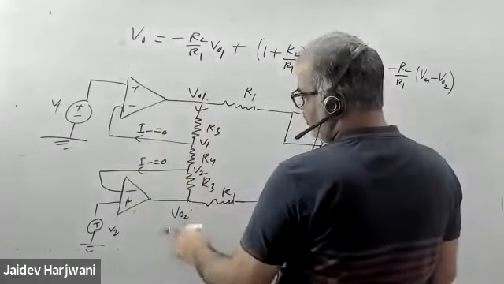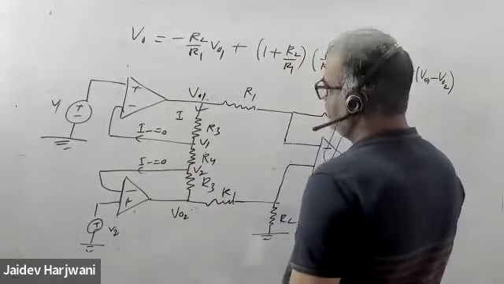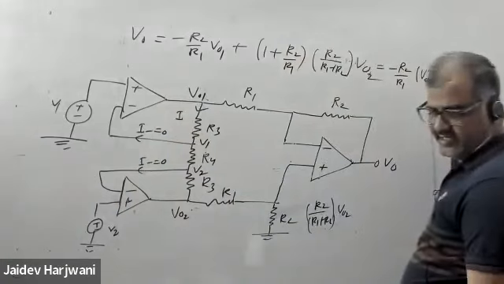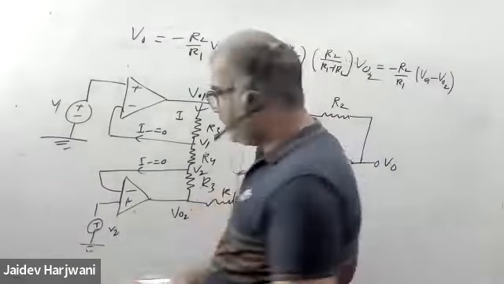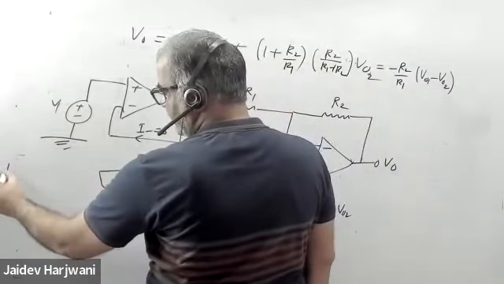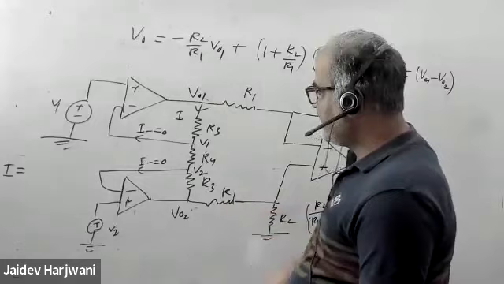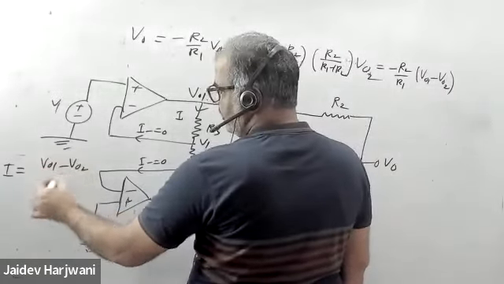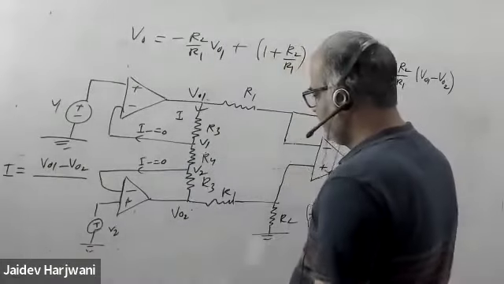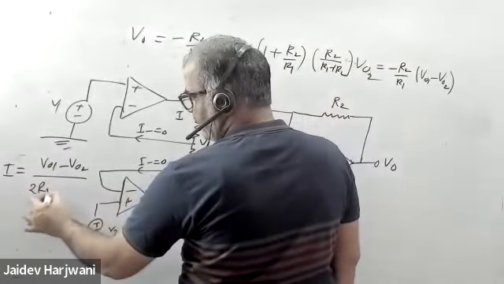Okay, so if I want to calculate now V01 minus V02, how can I write? Suppose current I is flowing in the circuit. So what will be I? I will be simply V01 minus V02 divided by 2R3 plus R4.